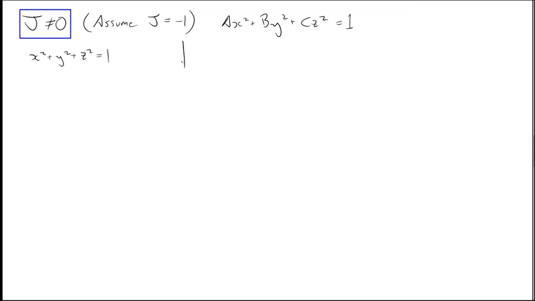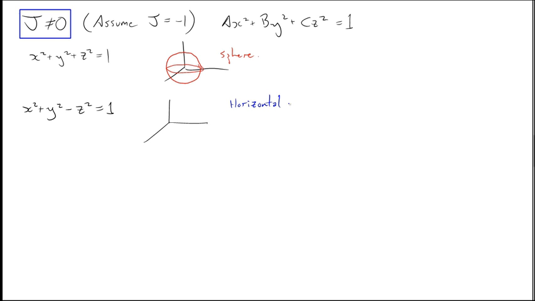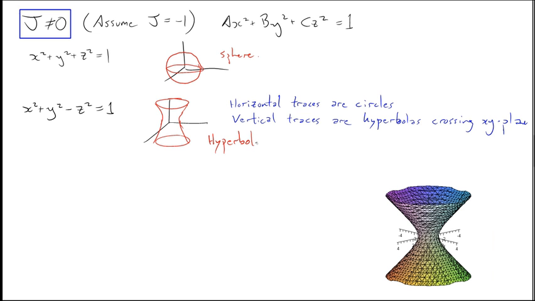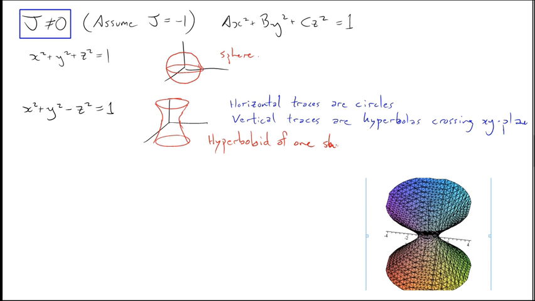So we have this equation. The first case here, taking all plus 1s, gives the equation of a sphere. Then x squared plus y squared minus z squared equals 1. Well, here the horizontal traces are going to be circles, and the vertical traces are hyperbolas. I'm light on details here. This is just to give a quick understanding of the types of surfaces. This is called a hyperboloid of one sheet.